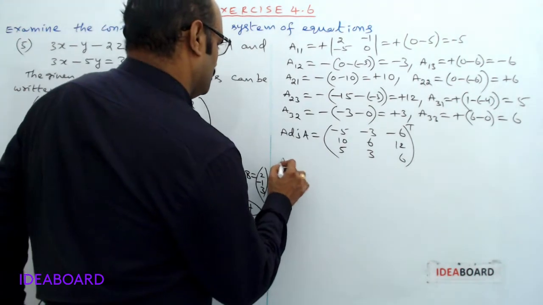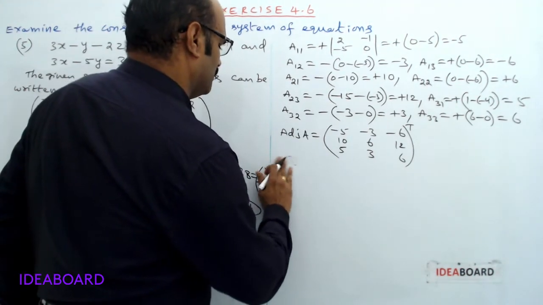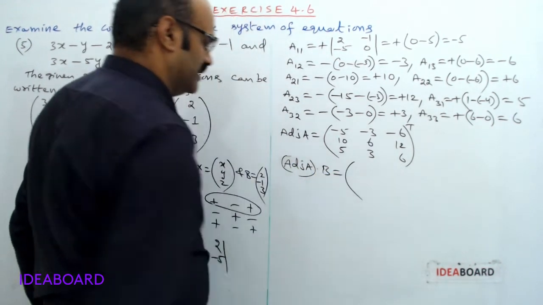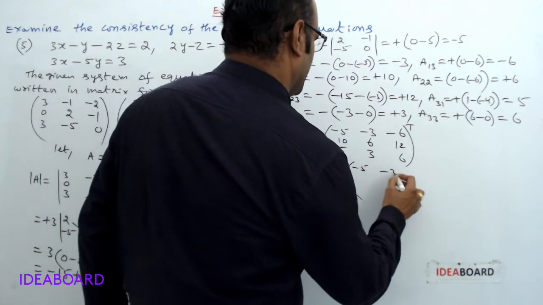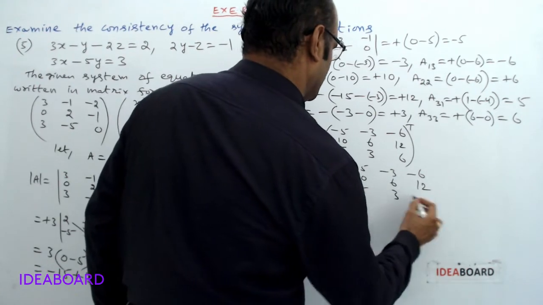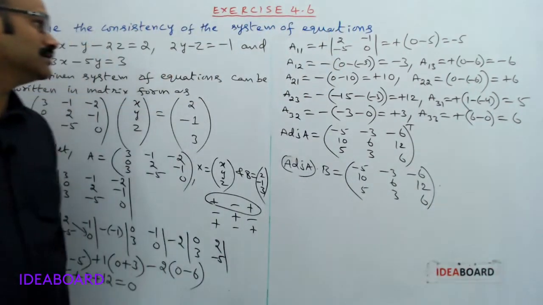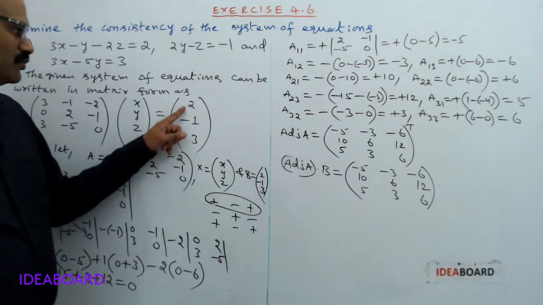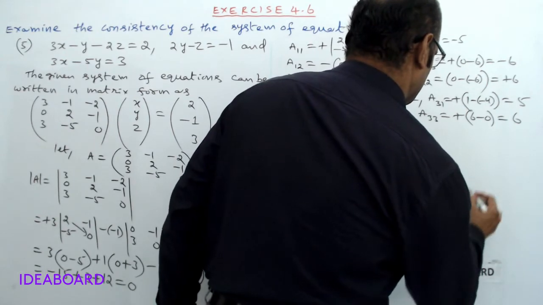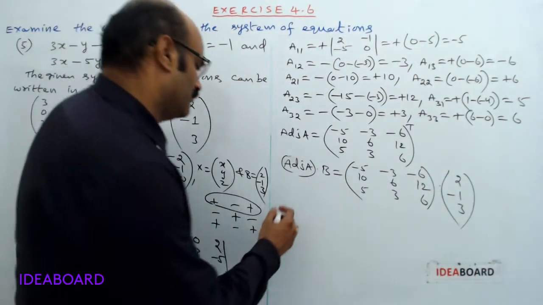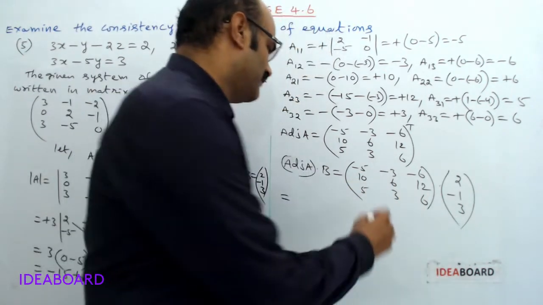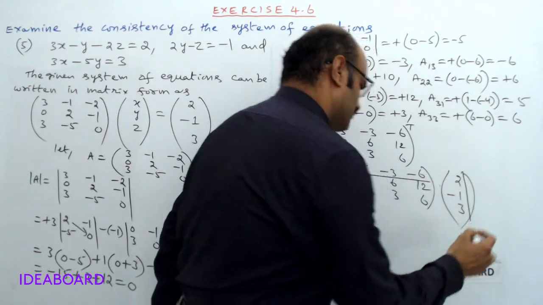Now we have to find adjoint of A into B. Here adjoint of A equals minus 5, minus 3, minus 6, 10, 6, 12, 5, 3, 6, into the matrix B equals 2, minus 1, 3. Now we have to multiply these two matrices, first row into first column.